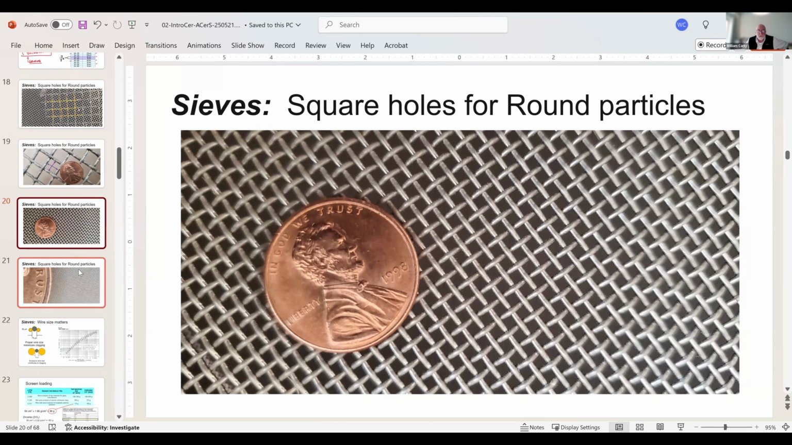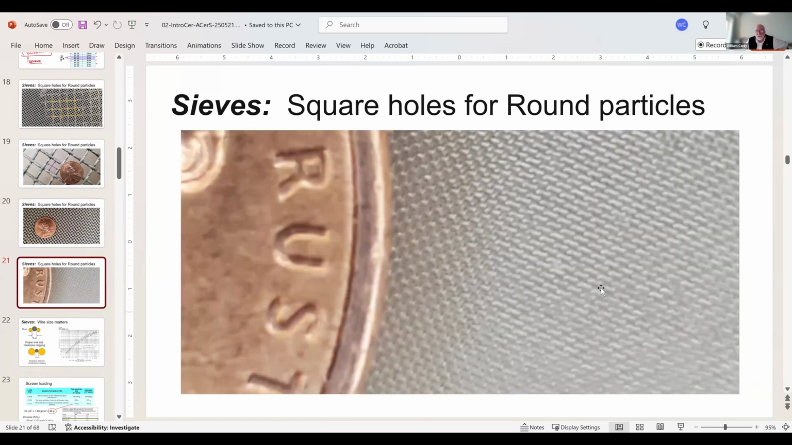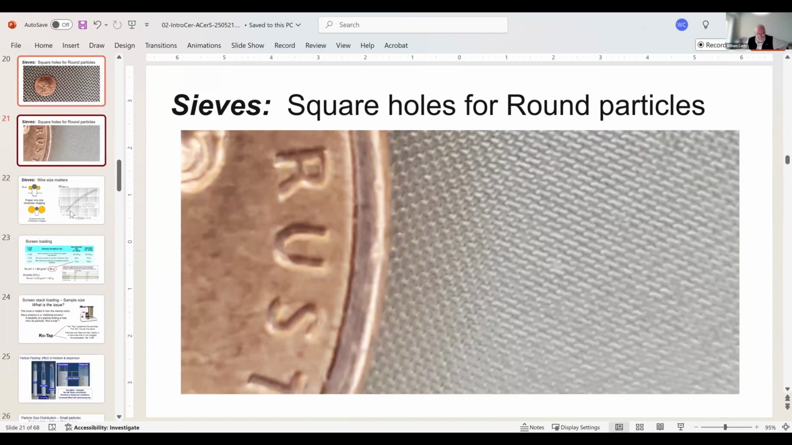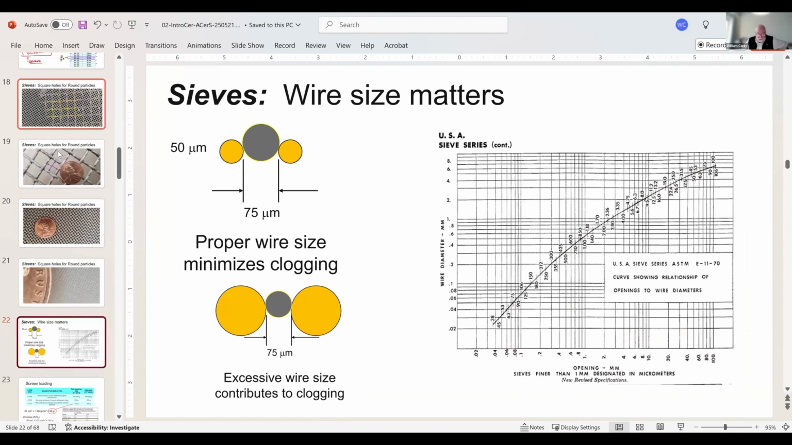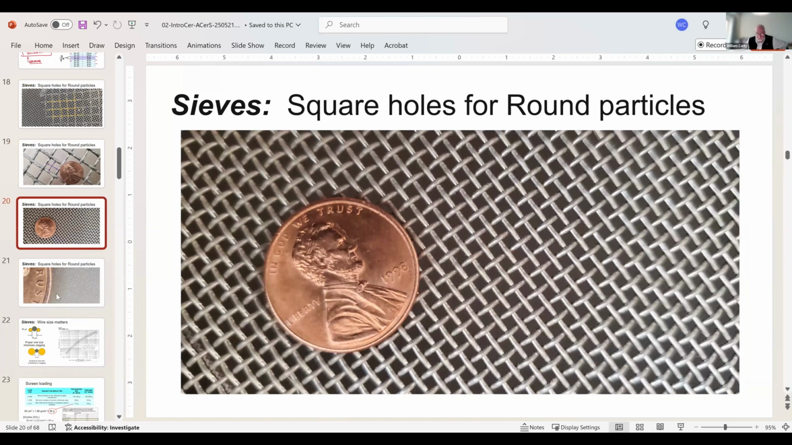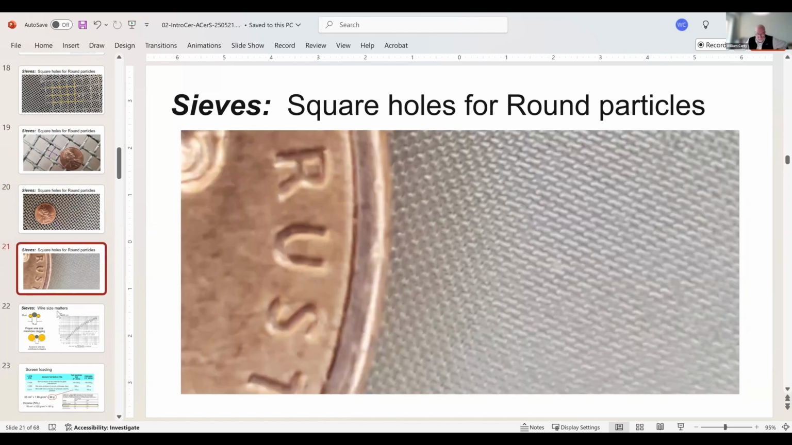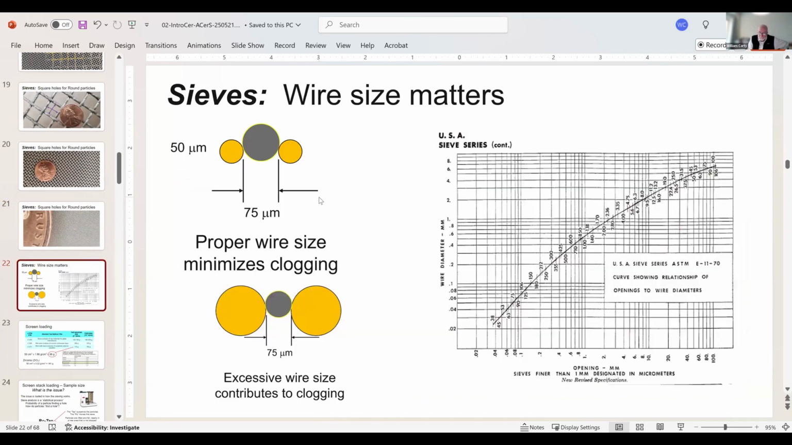Okay, but this just gives you an idea of the scale. The penny is obvious, and then I like this one. I think this is a 230 mesh. It's not very clear, but that's the benefit of a cell phone. So what happens is as you go from here, you can see the wire size, to here, the wire gets smaller, very small here. And this is why.